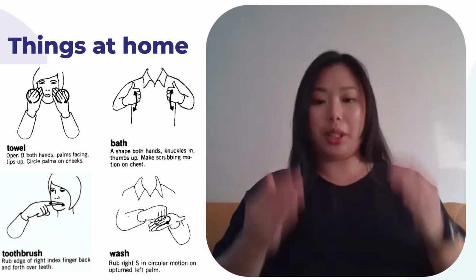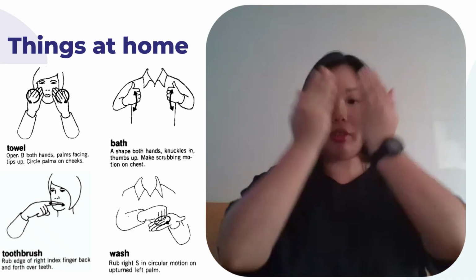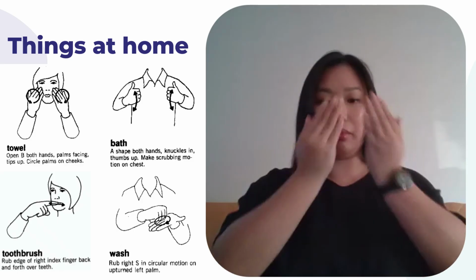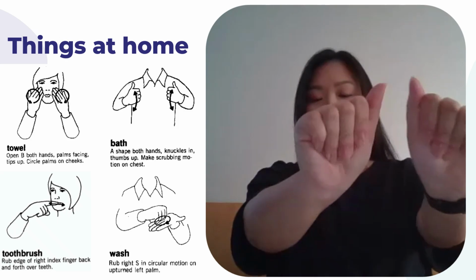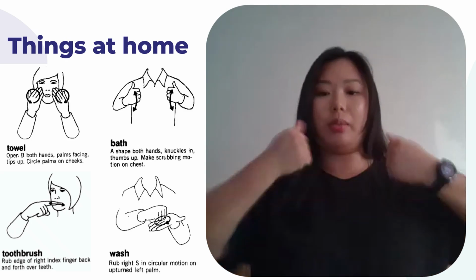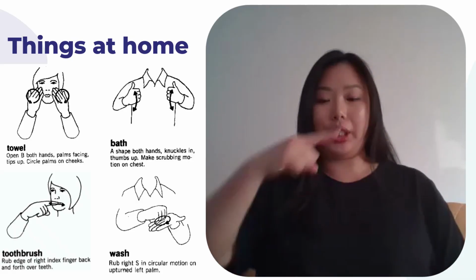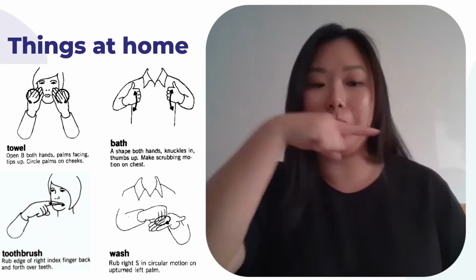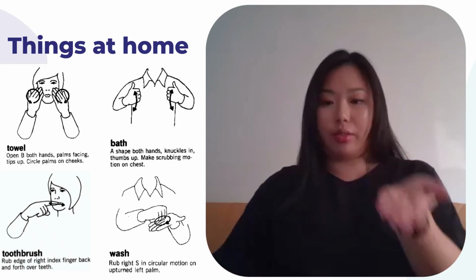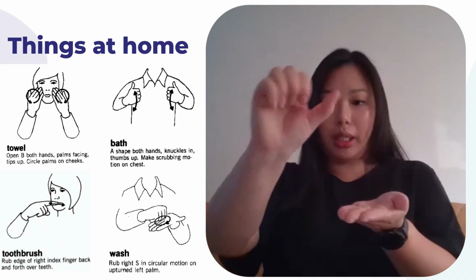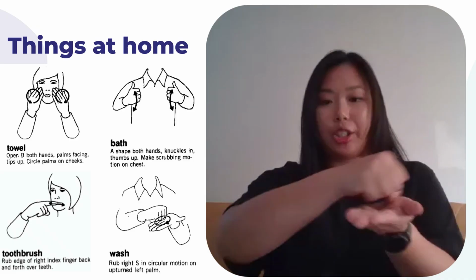Towel. Open B shape, so that's open palms, and you make circles on your face, like you're wiping your face with a towel. Bath, A shape, so that's like this with your thumbs up, A, and you scrub up and down. Toothbrush, you're going to pretend to brush your teeth with your index finger. Wash, you have your open palm and you make an S so your thumb is closed and you scrub in a circle.